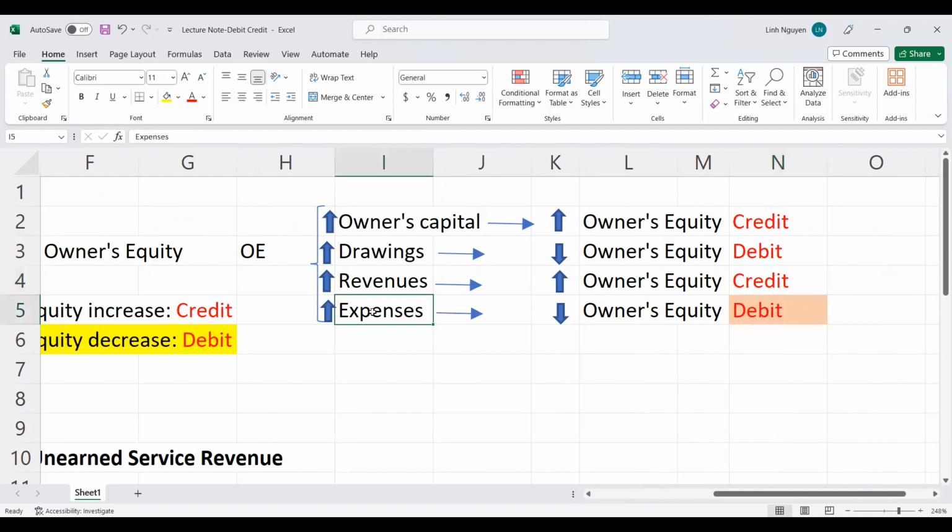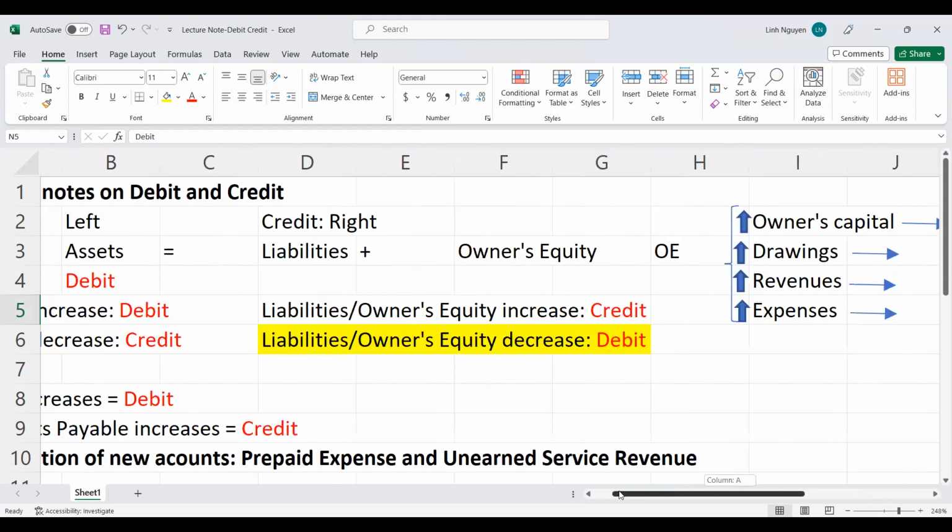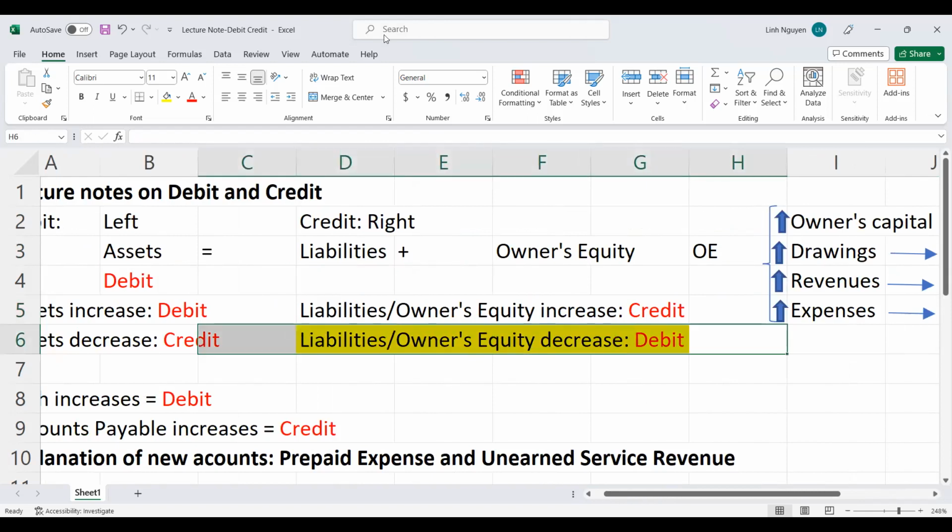And the last one we have is the expenses. Expenses means those resources that you have to give up in your business so that you can generate your revenues. For example, you have to pay salary and wages expenses for the employees, rent expenses for renting the office, or gasoline expenses. When expenses increase, it will cause owner's equity to go down. So when owner's equity reduces, we debit.